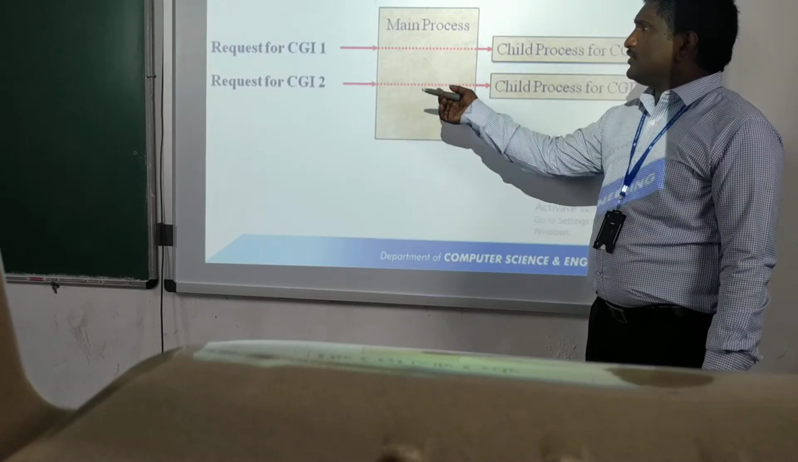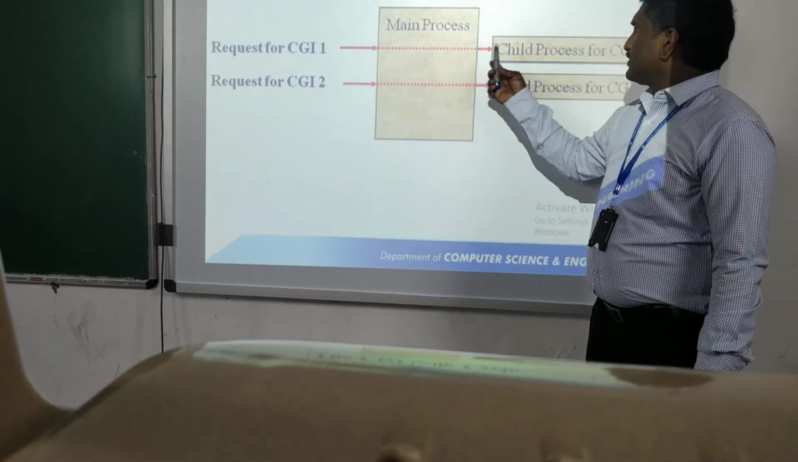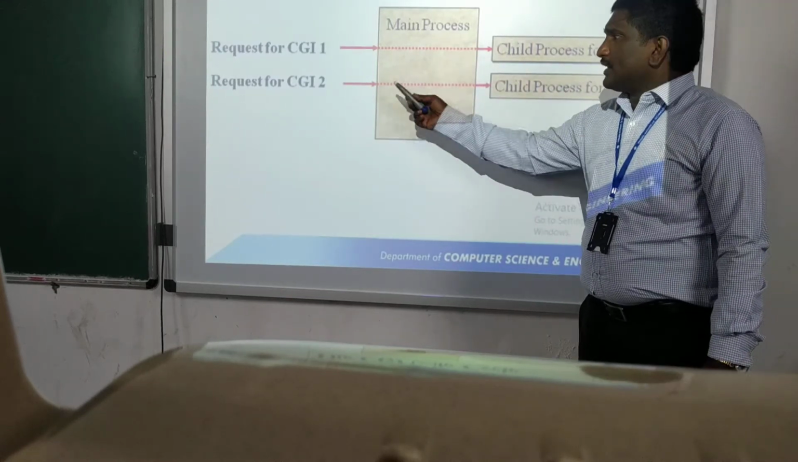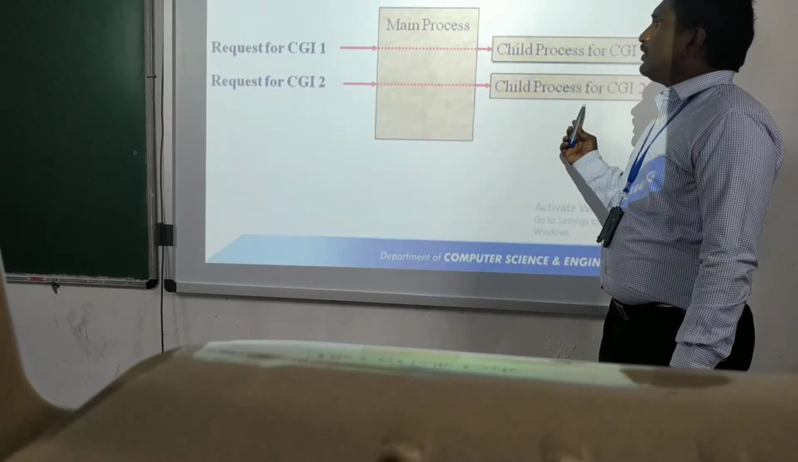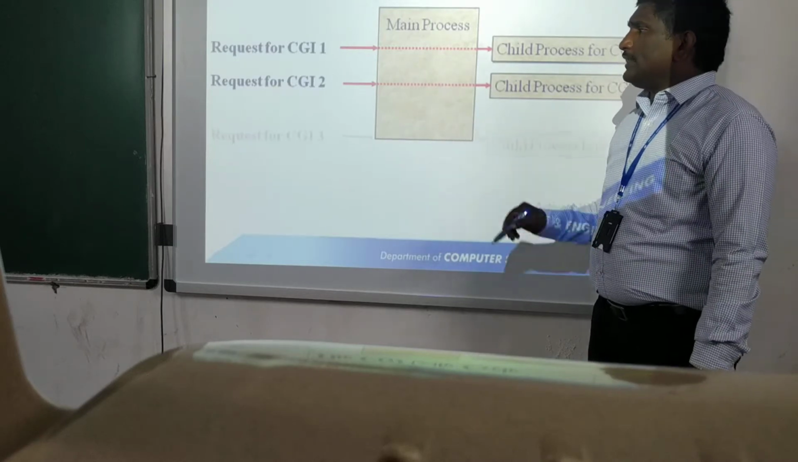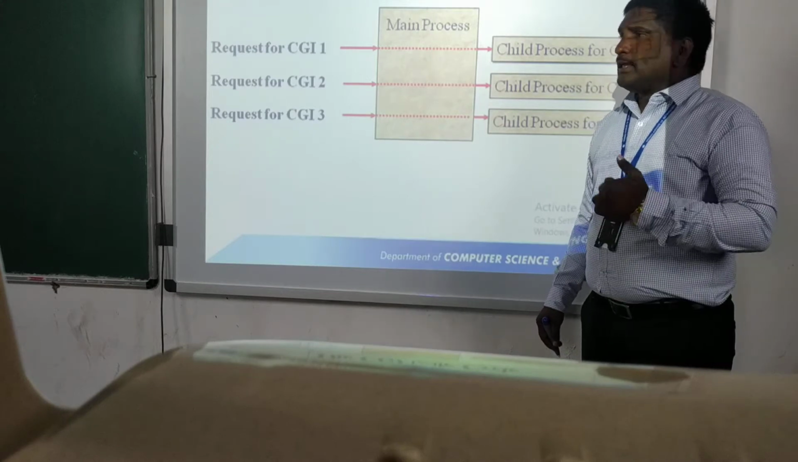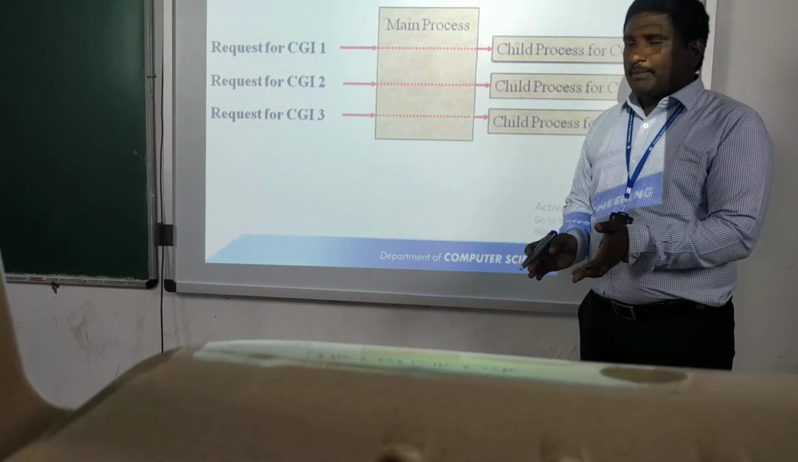So let's say CGI client 1 initially sends a request and the main process creates a child process, or sub-process. And the next client, CGI 2, also gets a child process created for that corresponding client. Like that, n number of client requests come to the server, so n number of child processes will be created, and the burden will increase.